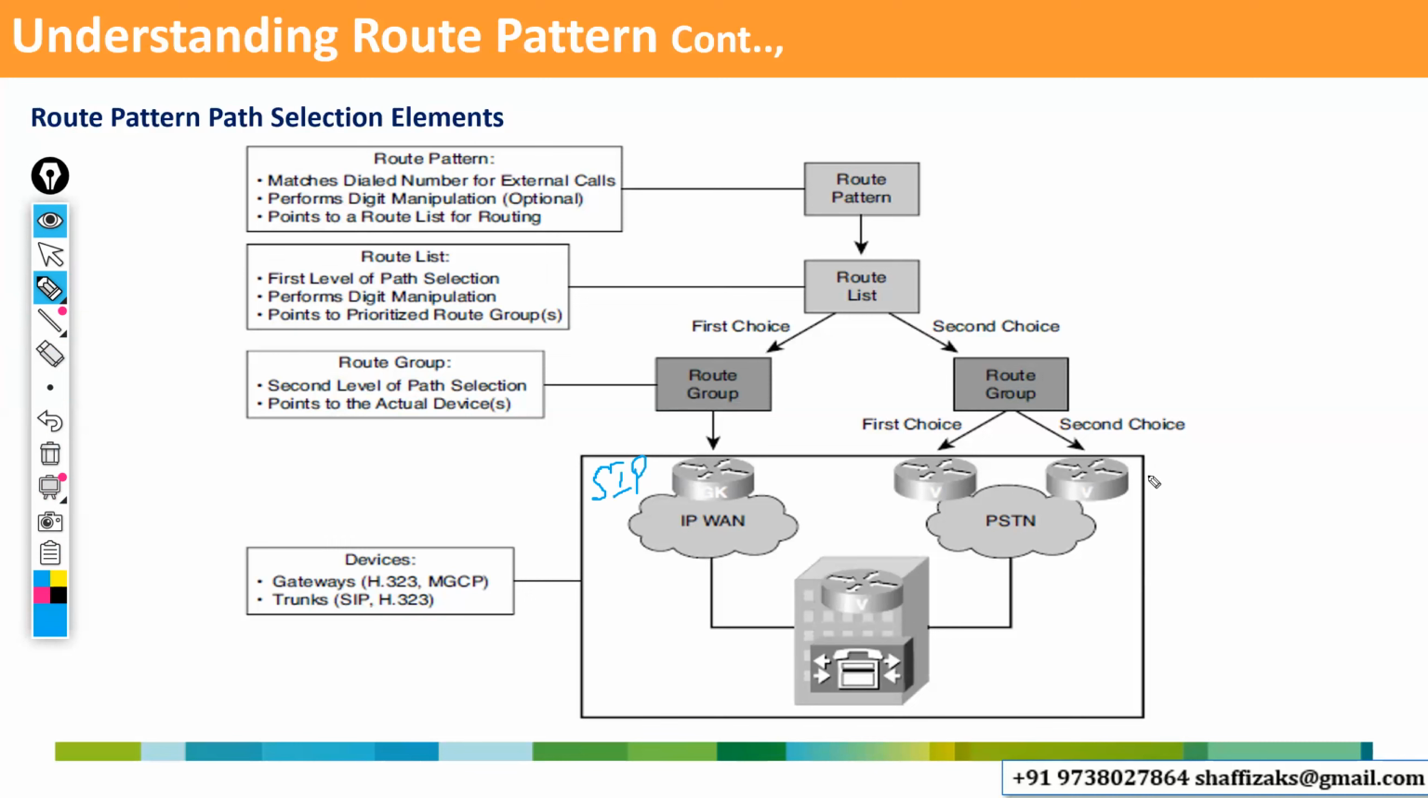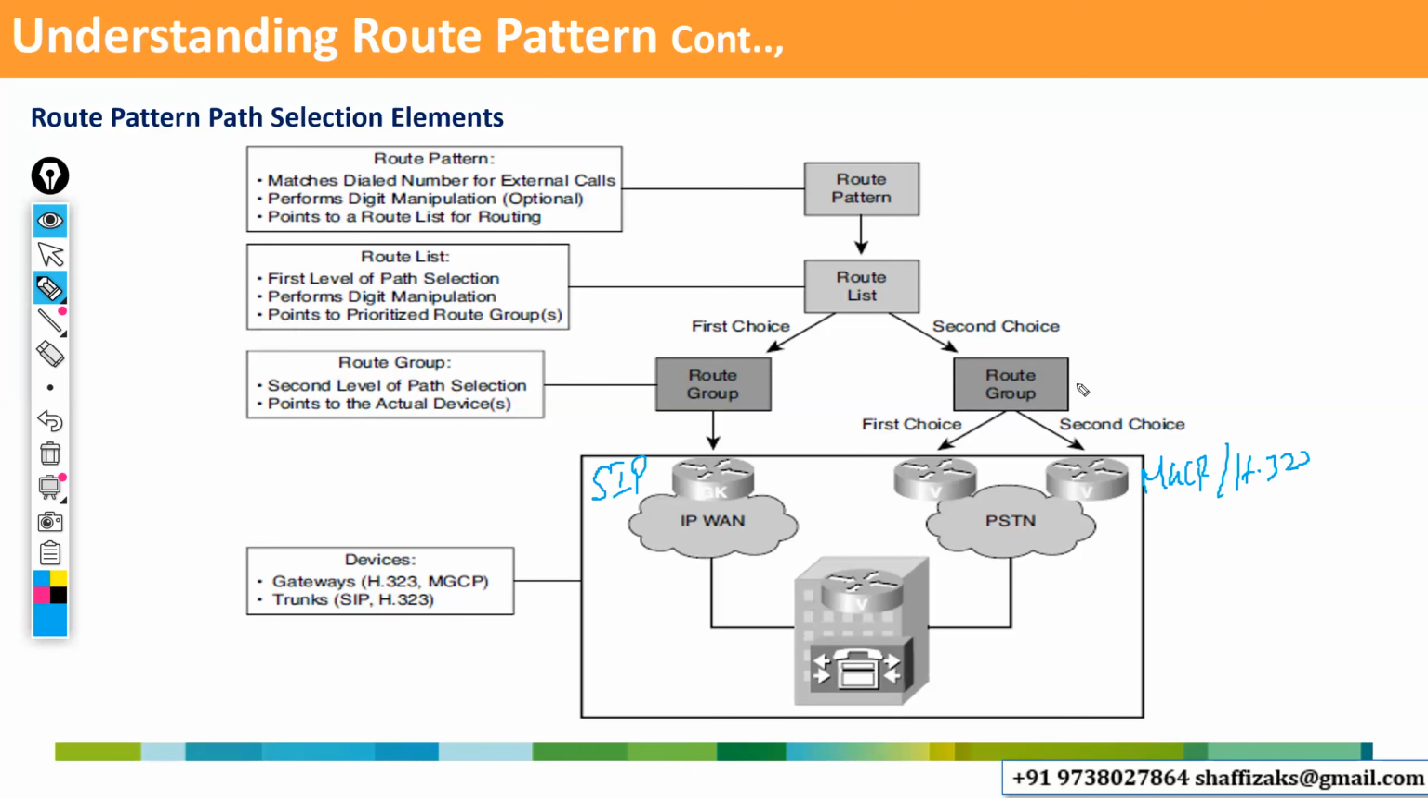Here I'm using either MGCP protocol or H.323 protocol. I'm using these 3 gateways. That means in my CUCM, I have configured 3 gateways in total. Then I'm creating route groups. There are 2 route groups I'm creating: one route group for the IP WAN, and another route group for the PSTN.